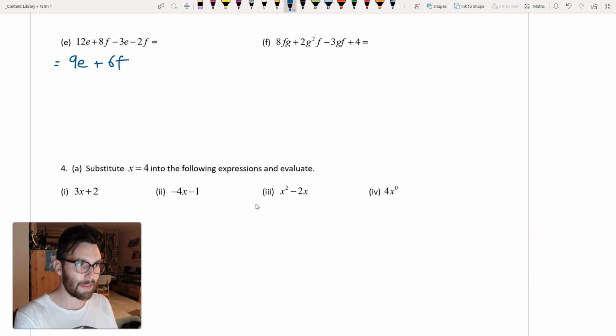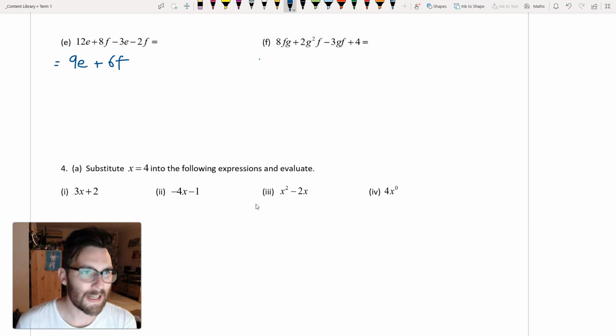So I'm allowed to add them together, but I can't combine them. I can't smush them together into one thing. So the next one's a bit harder.